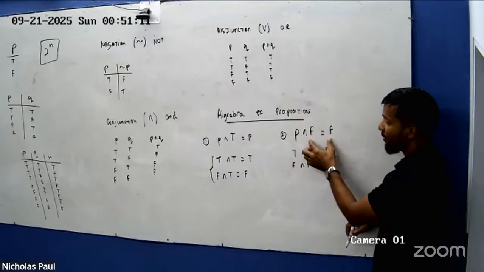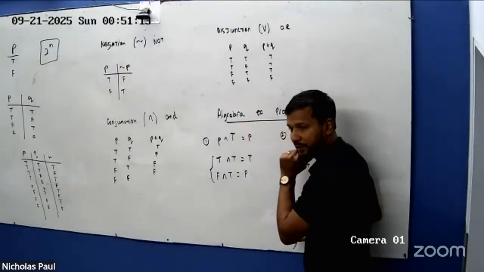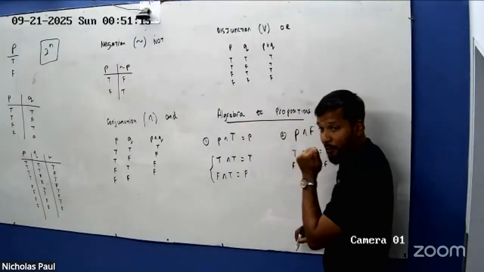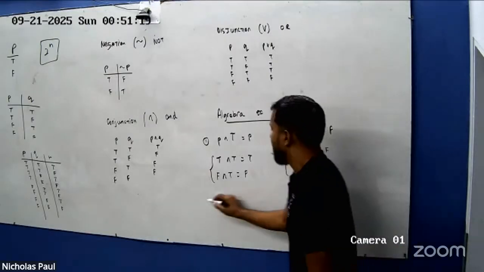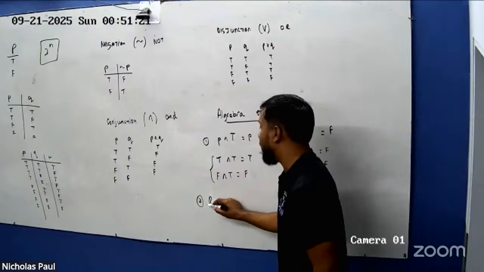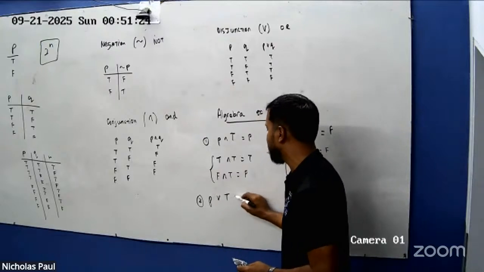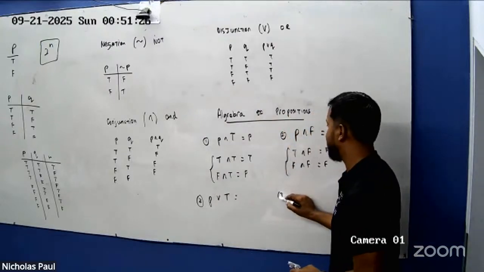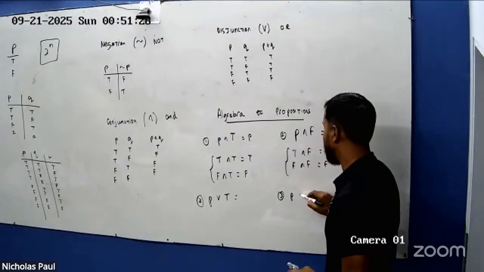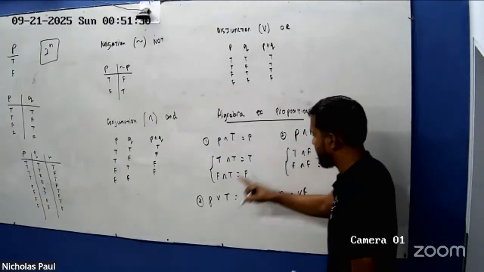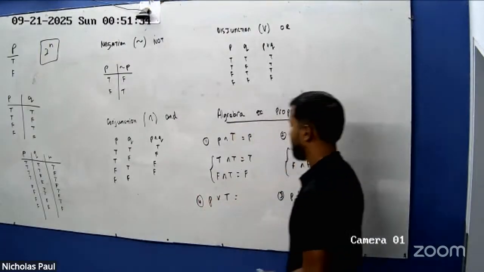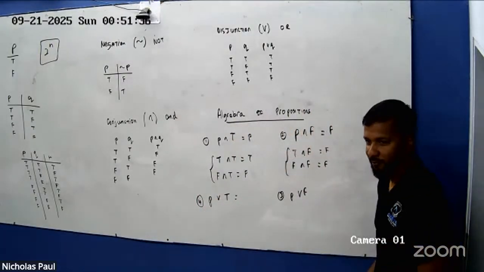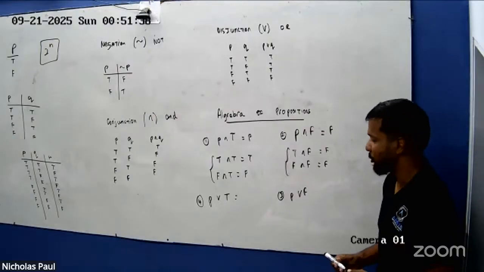So you don't have to memorize this. If you see it, you know how to work it out. You all okay with that? I'll leave this here for now. Let's try. I want you to try P or true, and then try P or false. 1, 2, 3, 4, going this way. Try that for now.